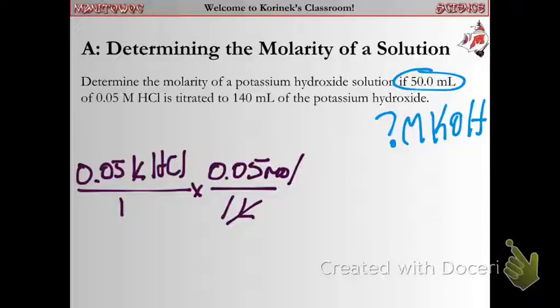So 0.05 times 0.05, if you do that quickly on a calculator, if you've got one handy, is going to come out to a small number. That's going to equal 0.0025. That's going to be moles of HCl.